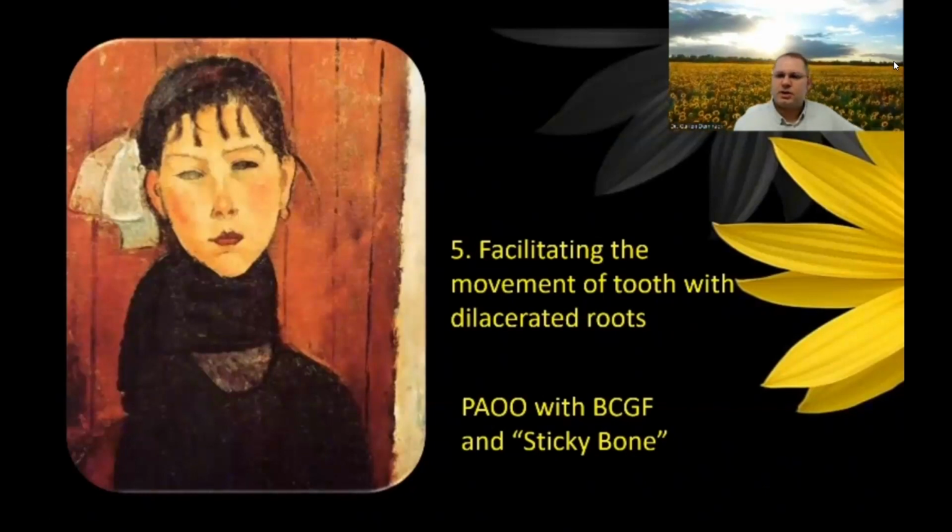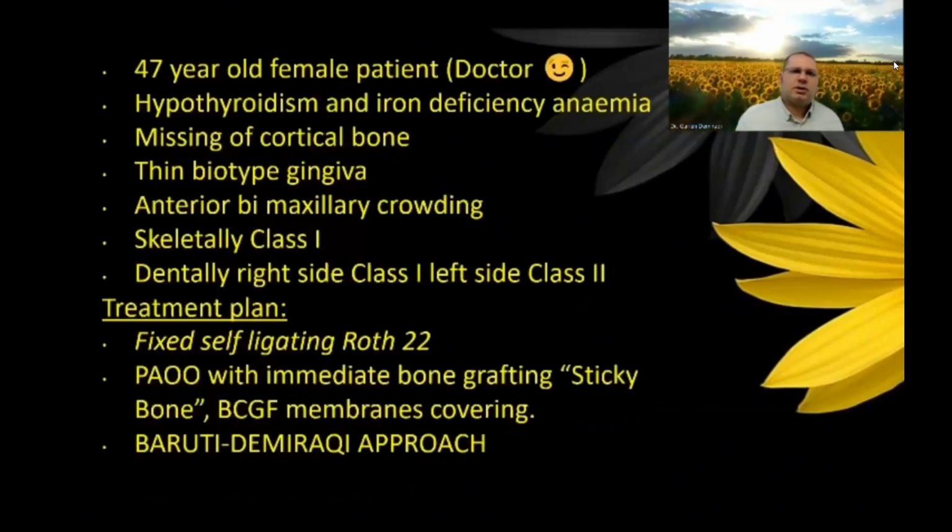PAOO and BCGF and sticky bone were used in this case. A 47 years old female patient, actually a doctor, a well-known ENT doctor. But the problem is she has some troubles, even extraorally, so to say. She suffers from hypothyroidism and iron deficiency anemia. She is missing lots of cortical bone, perhaps as a result of it, but also much more.